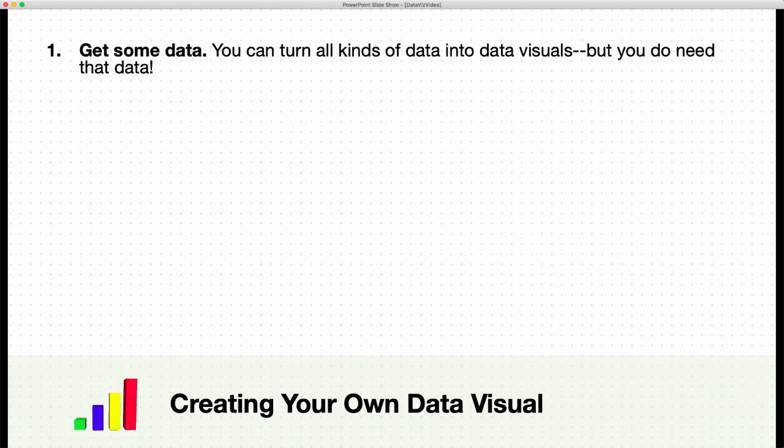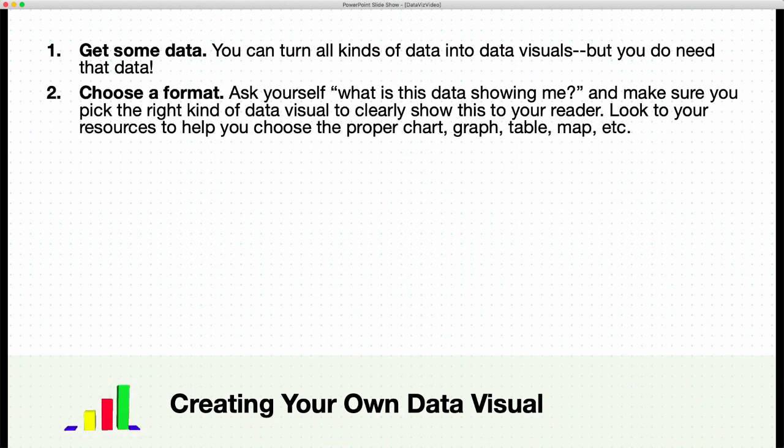Here are some steps to go through when creating your own data visual. First, you got to get some data. You can turn all kinds of data into data visuals, but you do need that data. Then you got to choose a format. Ask yourself, again, what is this data showing me? And make sure you pick the right kind of data visual to clearly show this to your reader. Look to your resources to help you choose the proper chart, graph, table, map, etc. What exactly are you showing? Let's find the right kind of data visual to show that.